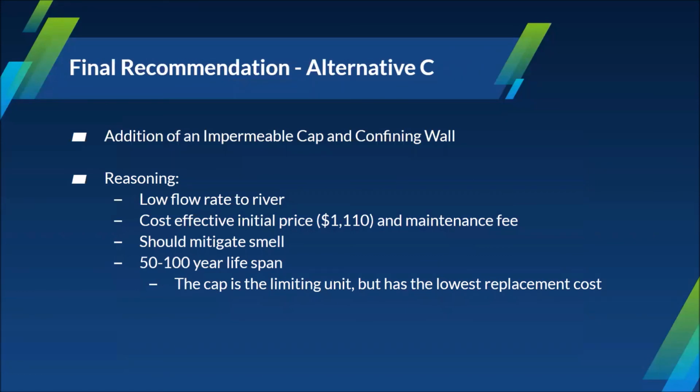After considering all of the alternatives' results, our group decided on alternative C as having the best balance of efficiency and cost. It greatly reduces the contamination into the stream, and the smell will also be lessened. The overall cost is estimated to be around $1,110 plus yearly maintenance. The low cost comes with an expected lifespan of 50 to 100 years as long as the cap is well maintained.